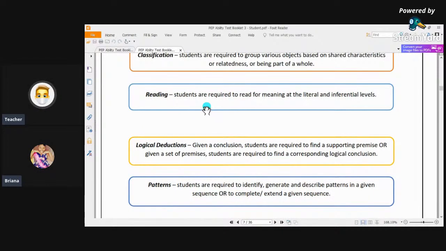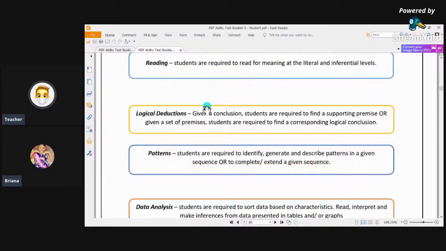Students are required to read for meaning at the literal and inferential level. Okay, so there are things that are going to be right there, literal, and then inferential, where you have to kind of read between the lines because it's more implied than it is explicit. Okay, so the answers you'll have to think and search in order to get to them. Okay, when you're reading for meaning. Okay, let's look at this.